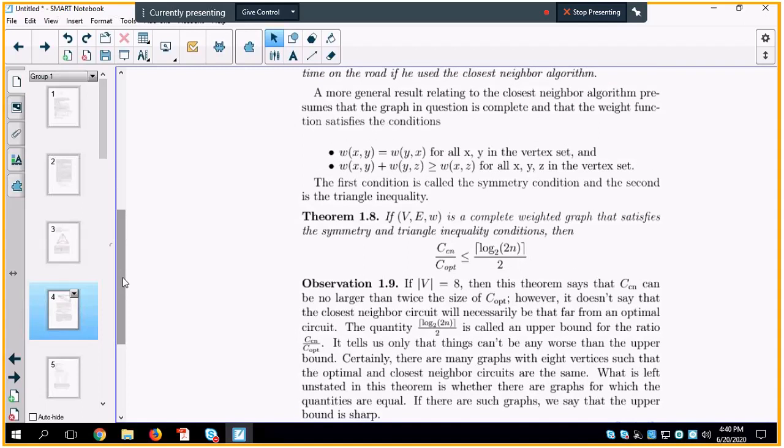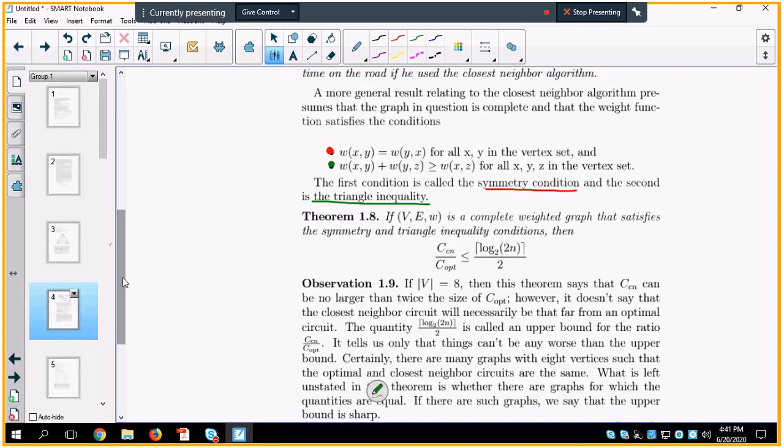Okay, so a more general result relating the closest neighbor algorithm presumes that the graph in question is complete. And remember, that means we have edges connecting all of our distinct vertices, and that the weight function satisfies the conditions. So this first condition, the weight from X to Y is equal to the weight from Y to X. This is called a symmetric condition. And then the weight from X to Y plus the weight from Y to Z should be greater than or equal to the weight from X to Z. This is called the triangle inequality.